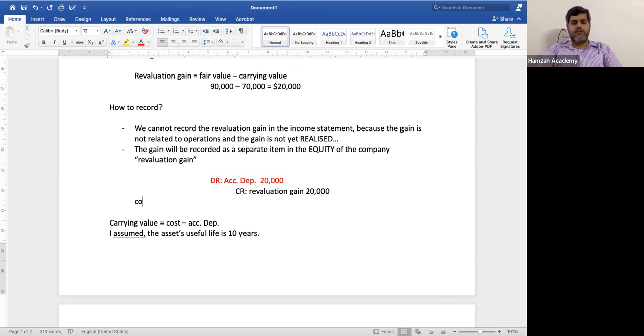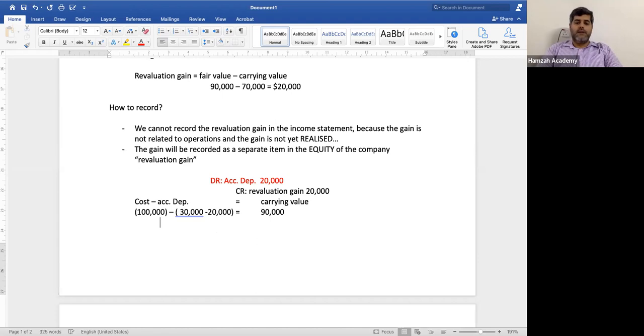Now what will happen after accounting for this? Now look, cost minus accumulated depreciation is equal to carrying value. Cost is 100,000. Accumulated depreciation was 30,000. I've reversed 20,000, and now I have the carrying value over here at 90,000. And this carrying value of 90,000 is actually the fair value in the market. Done. So basically, what I have done, option one to record it, is reversing our accumulated depreciation.